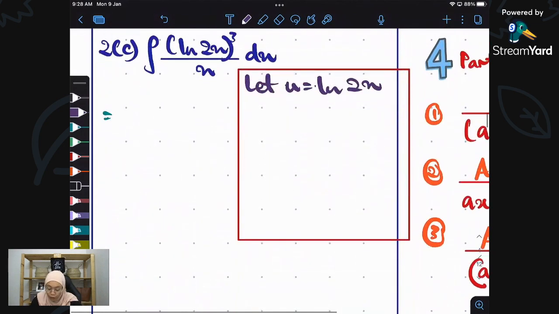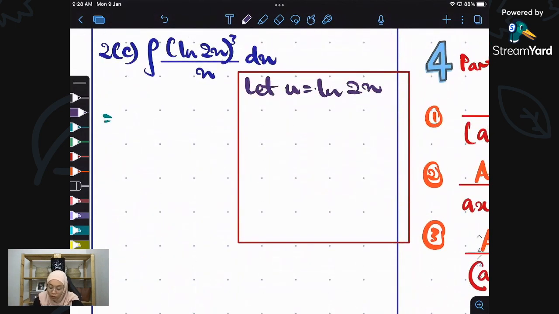Let's go to 2C. This question is integration in the form of logarithm. This logarithm ln 2x, everything to the power of cube, to the power of 3, and then everything here is divided by x. And integrate them with respect to x. So how do we do this? Remember, as I said, whatever inside the bracket that has a power, we let it be the letter U. That is called the substitution method.